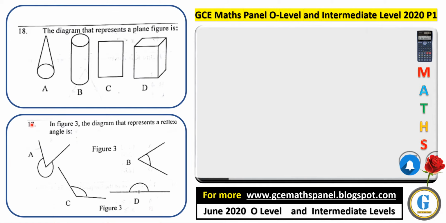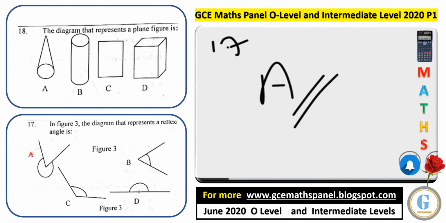So the only reflex angle that we have here is the angle A, because when you look at A, that angle there is greater than 180 degrees. C is less than 180 degrees. D is exactly 180 degrees, but a reflex angle must be strictly greater than 180 degrees. So the answer here is A. So number 17, we have A.